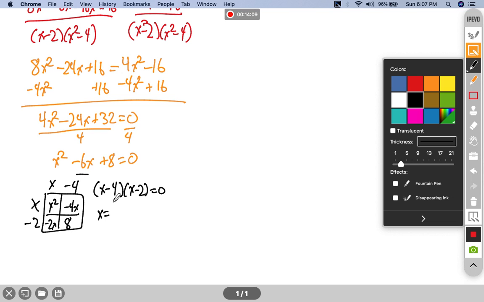So now we just say, oh, we're looking for zeros of a polynomial, x equals 4 or x equals 2. But look up here. x cannot equal 2. So this one is out, and x equals 4 is my solution. That's starting to be a little bit of work here, right?